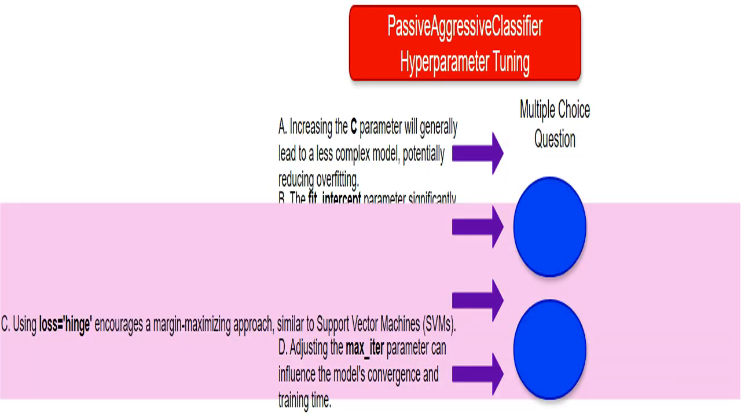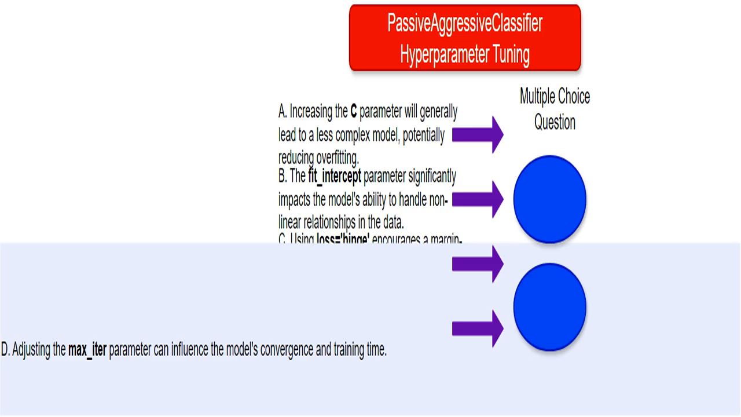That's correct. This is true. The hinge loss function tries to maximize the margin, the gap, between different classes in the data. This is a key feature of support vector machines, SVMs, and using "loss equals hinge" makes the passive-aggressive classifier behave similarly. Absolutely correct. This is also true.